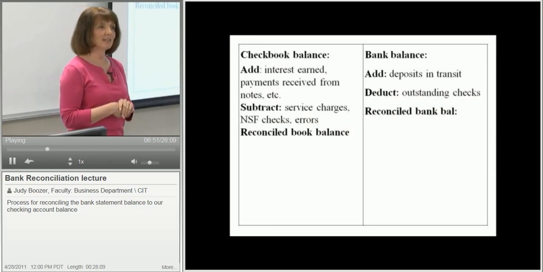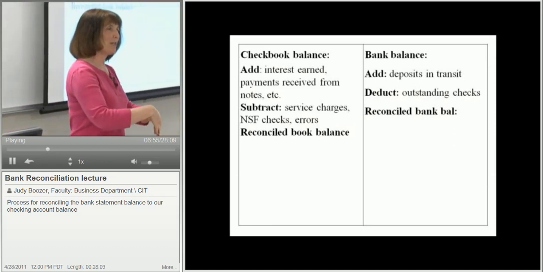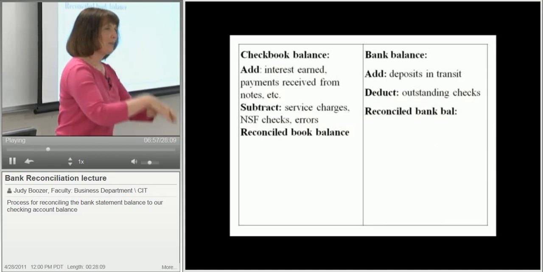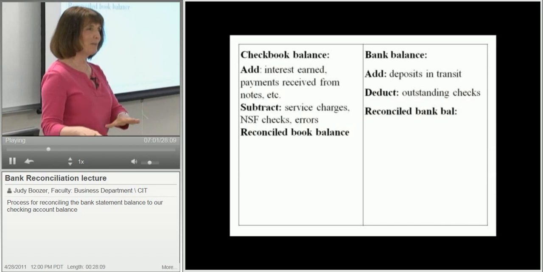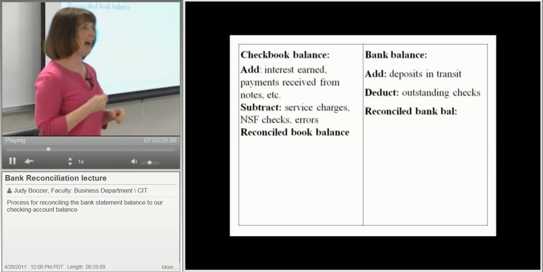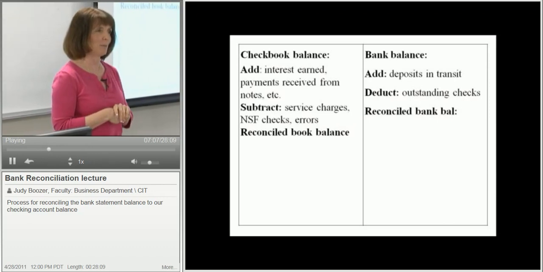NSF checks: we put it into our records as having received the money and deposited it in the bank, and then the bank finds out they cannot clear them, so they have to take it out of our account. So again, we're going to have to subtract that from the checkbook balance.